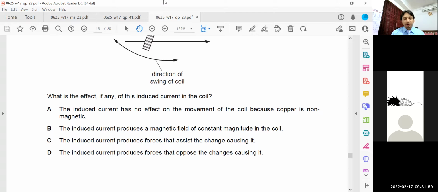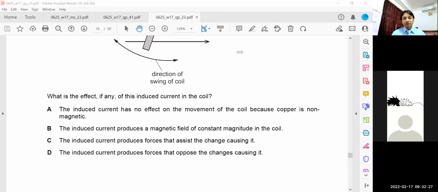The induced current has no effect on the movement of the coil, because copper is no, option A is wrong. The induced current produces a magnetic field of constant magnitude in the coil, not a constant magnitude. It keeps changing as it is oscillating. The induced current produces a force that assists the change causing it. Force will be generated, children. Force will be induced, but won't assist.